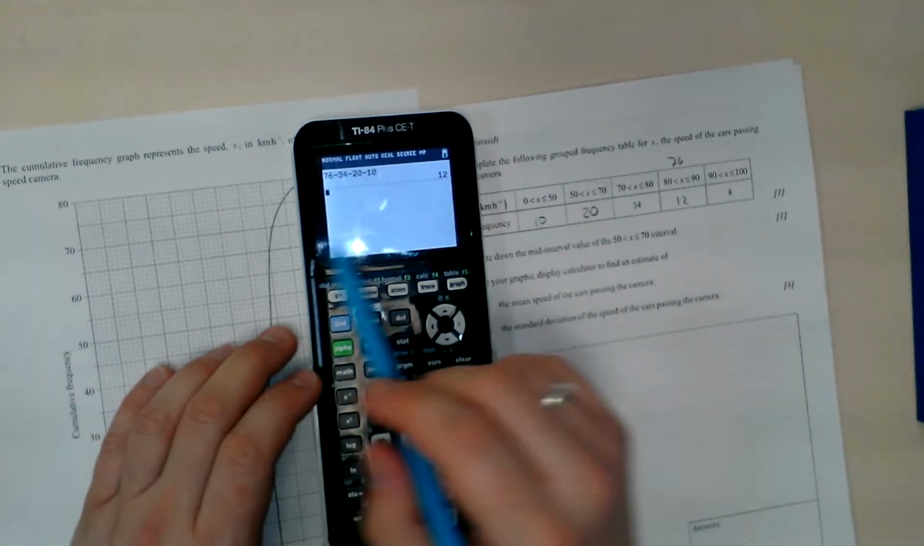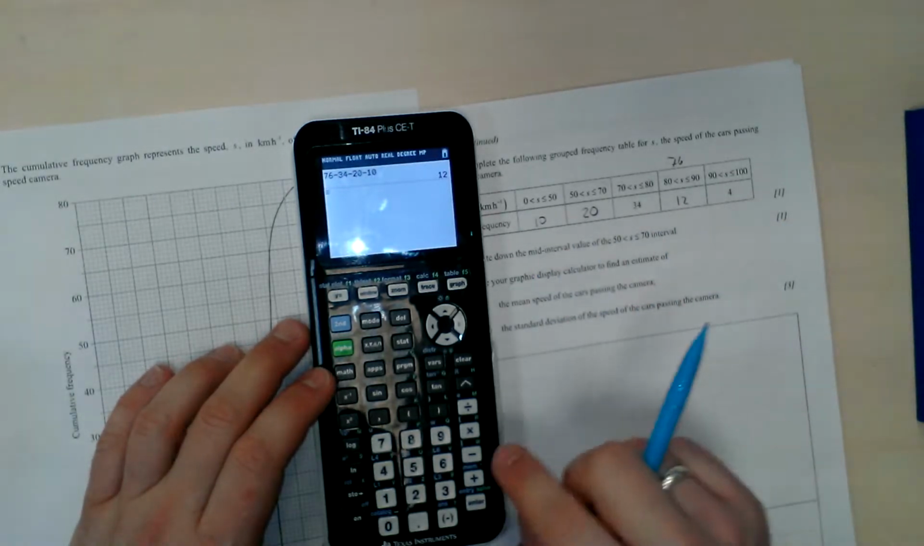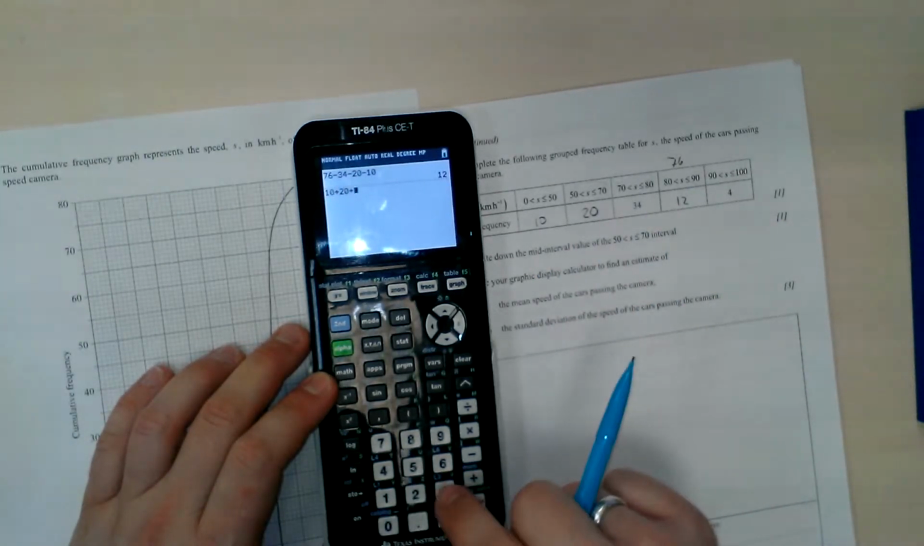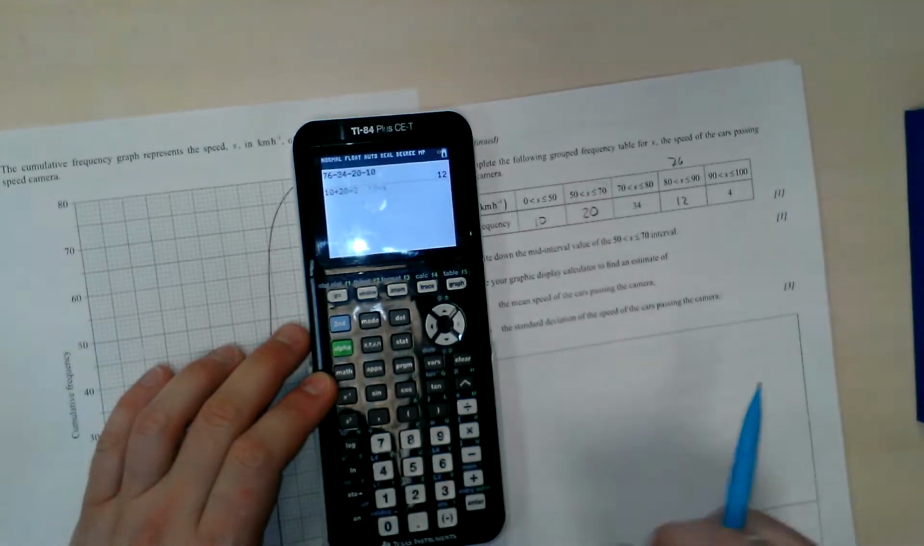Let's double check our work. It said there were a total of 80 cars. Let's add up all our numbers and make sure we get to 80. 10 plus 20 plus 34 plus 12 plus 4 does indeed give us 80. All 80 cars are listed in our table.